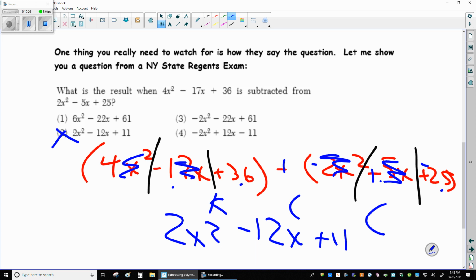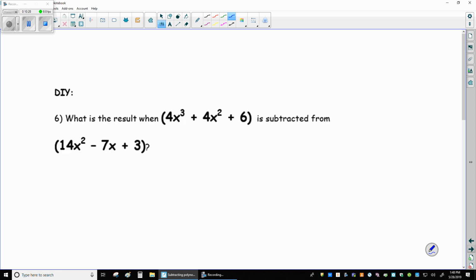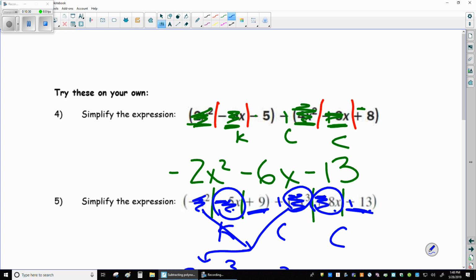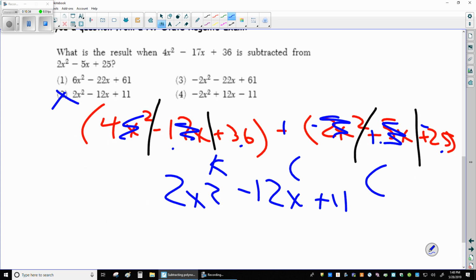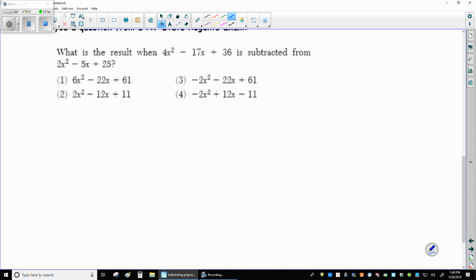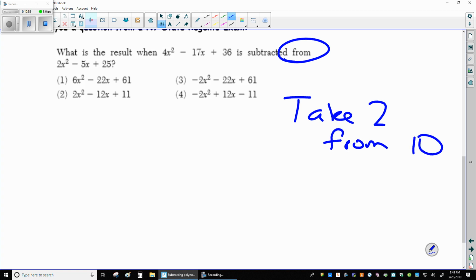So let's flip to the next page. Actually, maybe not. Maybe I'm going to show you guys here. So the reason that that's bad is this word right here. That word from lets us know that the order is going to be mixed up. Like if I said, take 2 from 10. If you take 2 from 10, what do you get? Obviously you get 8.